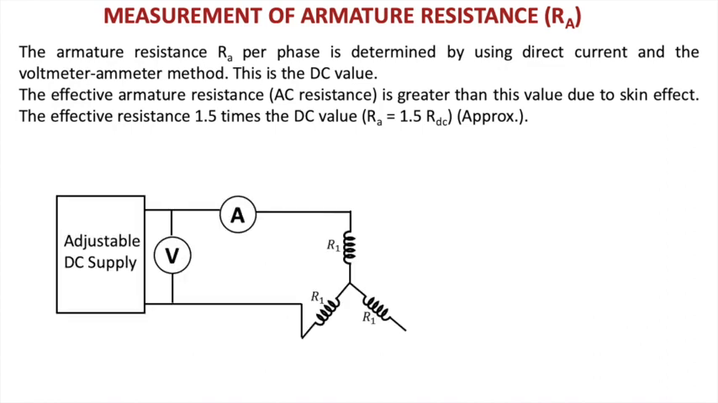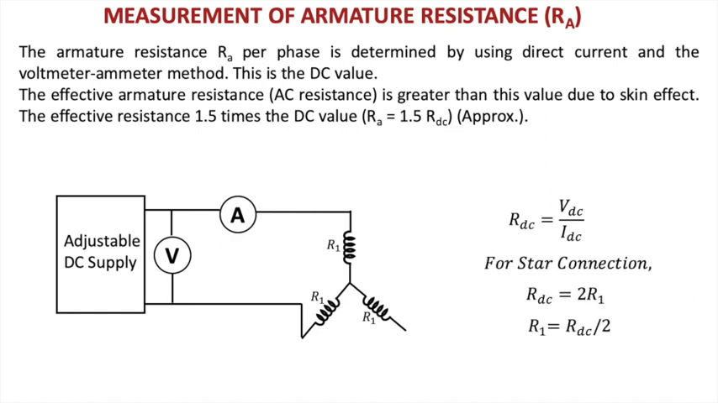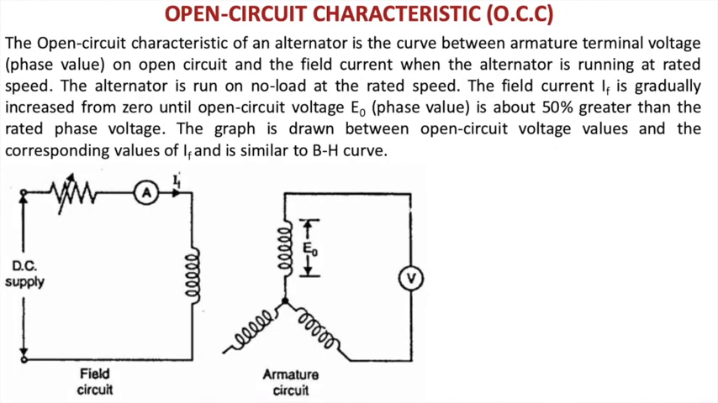Now this is the circuit which can be used. The armature will be connected in star and the supply will be connected between any of the two windings. Therefore, you can say that RDC is equal to VDC by IDC, but because of this star connection, these two windings are connected in series. So RDC is equal to 2R1. So R1 will be equal to RDC by 2. And then you can calculate the AC resistance, that is 1.5 times the DC resistance.